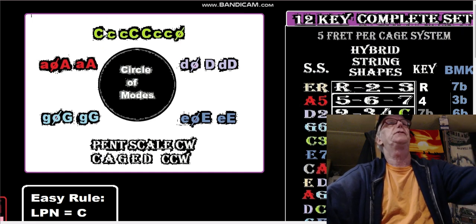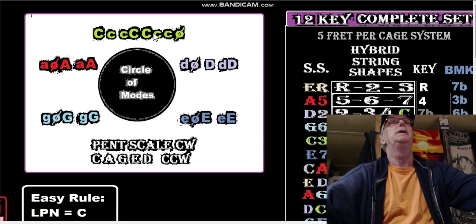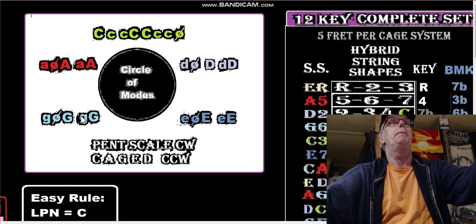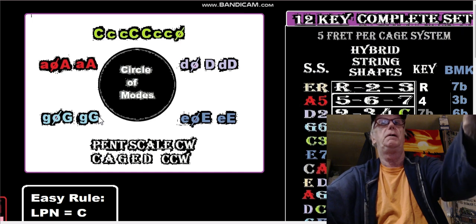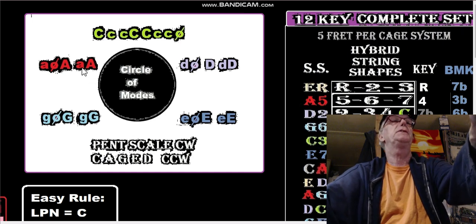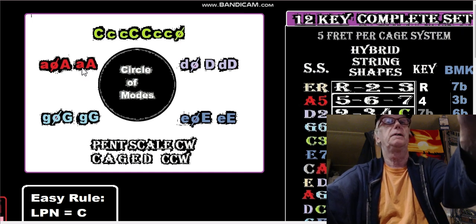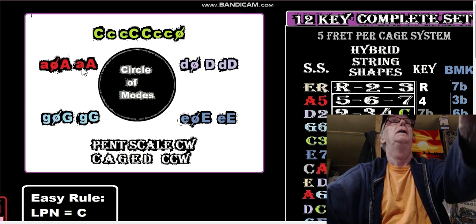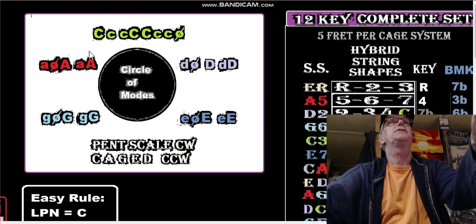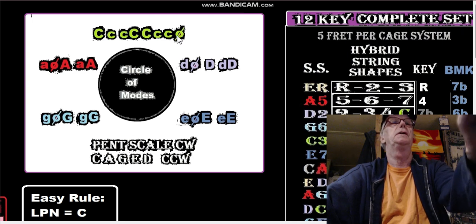Okay, so it's C major shape, D minor shape, E minor shape, F major shape fourth, G major shape fifth, okay, and then A minor shape sixth, or just the triad. Now the seventh is going to be C half diminished.